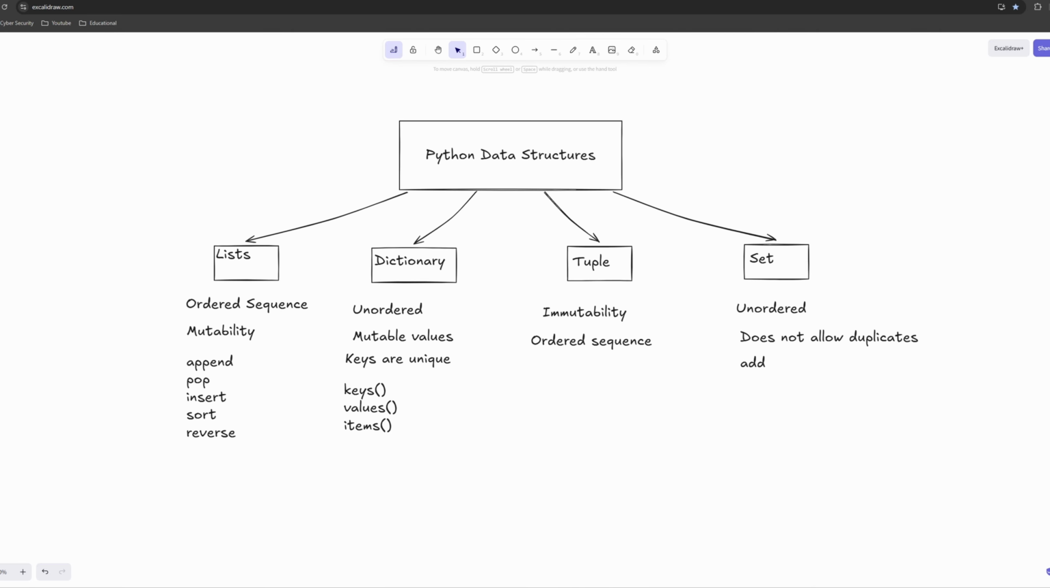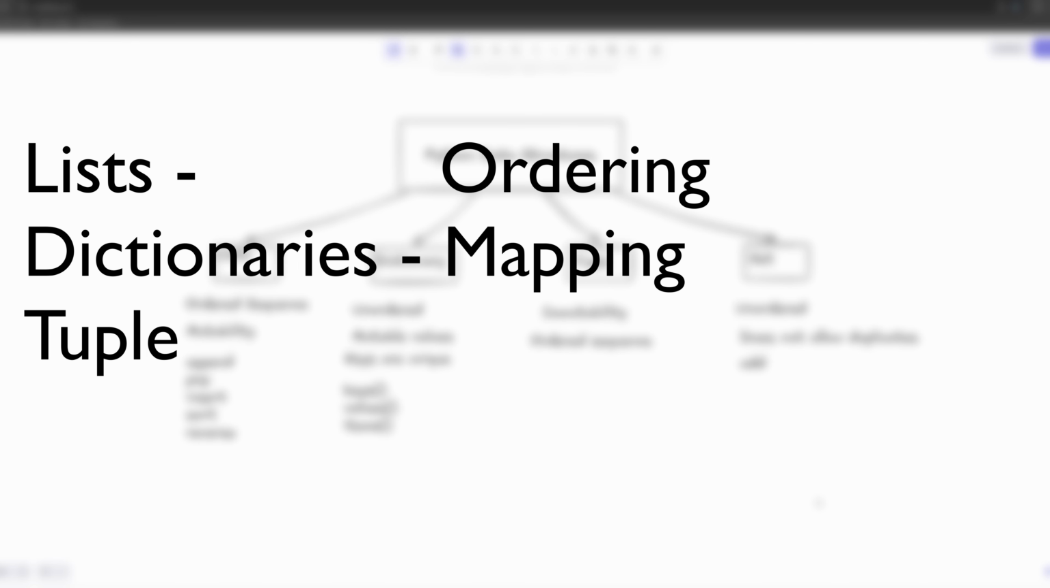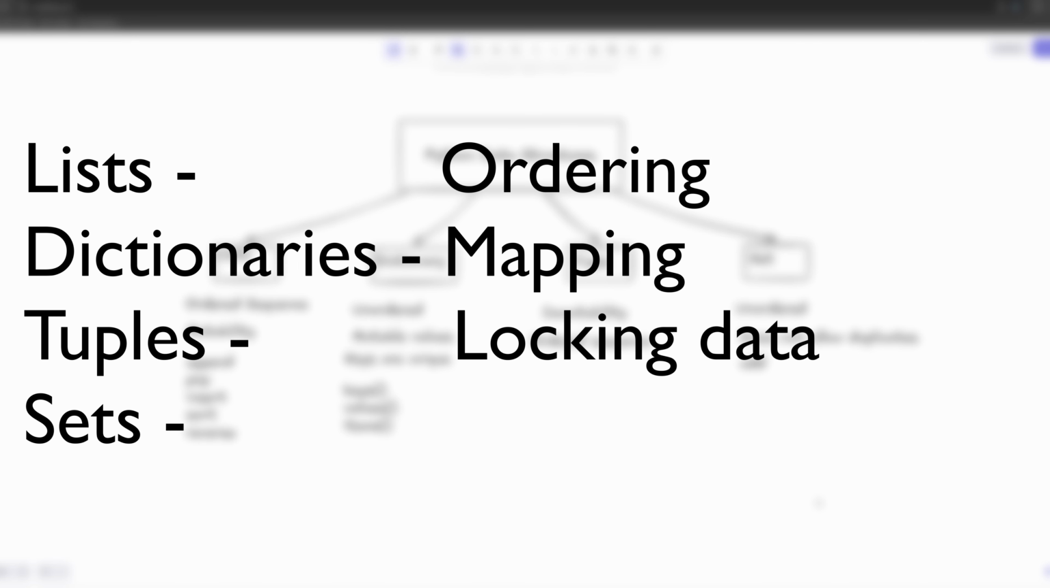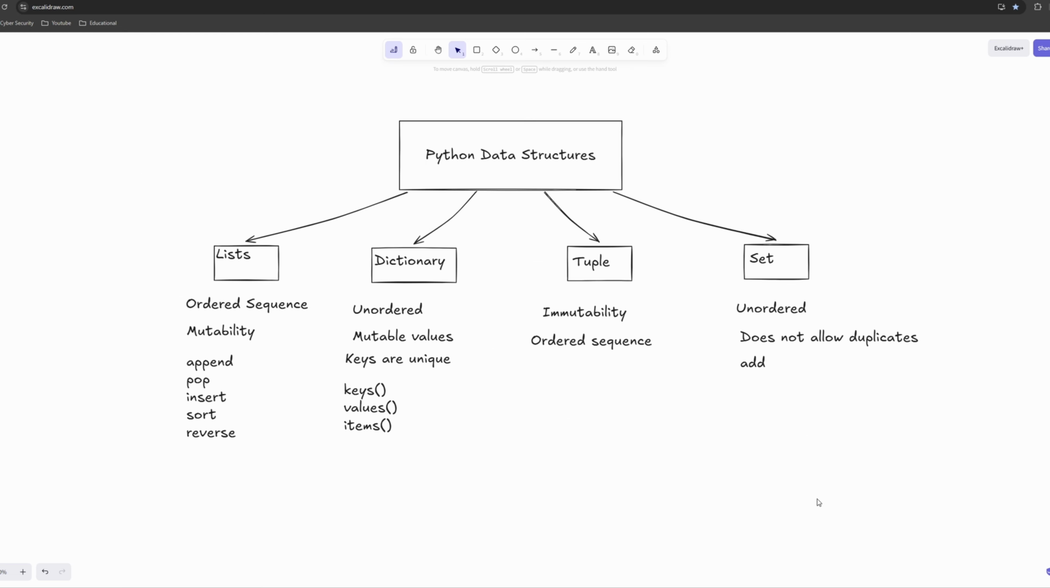Imagine you export a massive firewall log where an attacker tried to log in 500 times using only a few IP addresses. To extract the IP addresses, you don't need a complex filtering algorithm. Instead, you can just use a set. To conclude, list for ordering, dictionaries for mapping, tuples for locking data, and sets for removing duplicates. These four are the core data structures of Python.